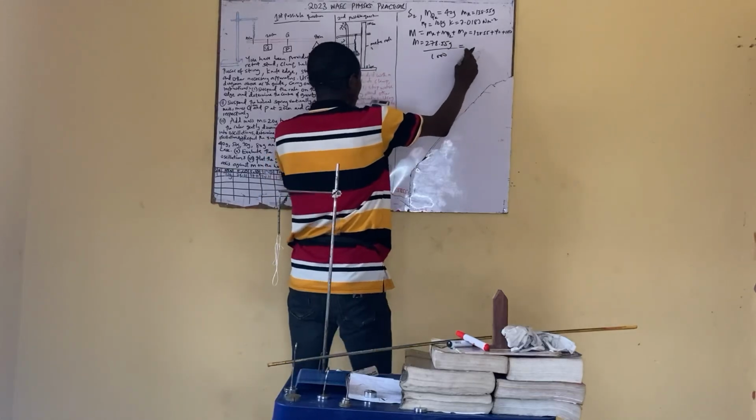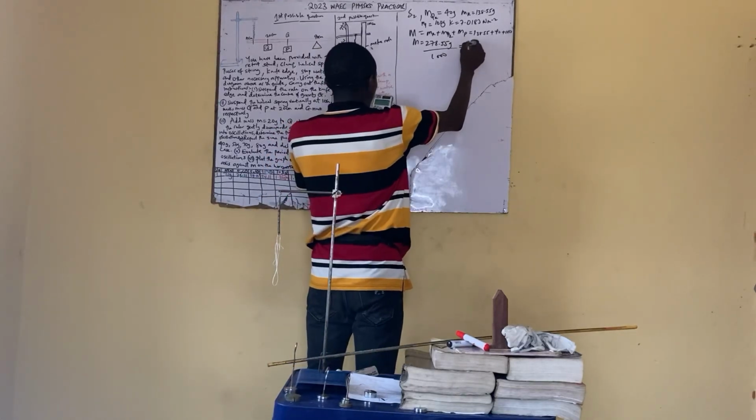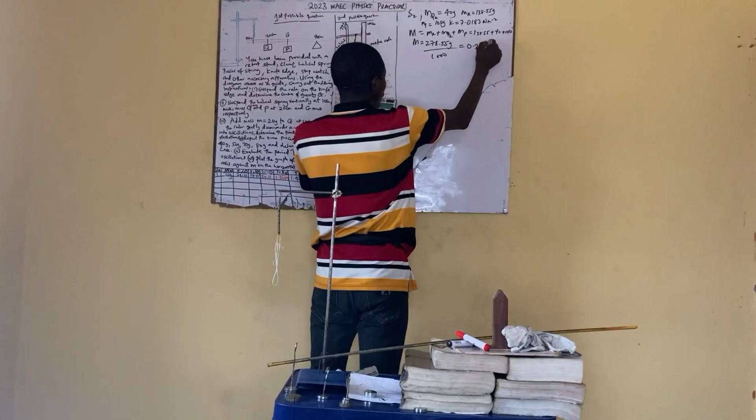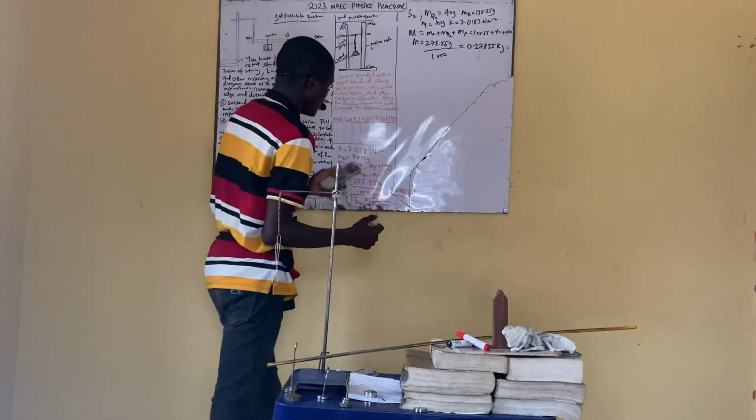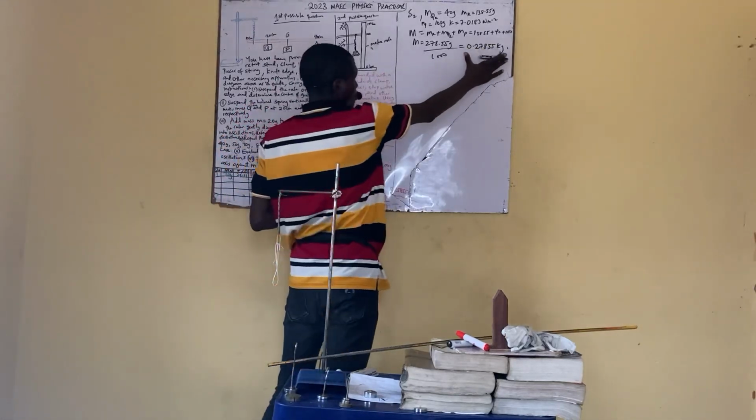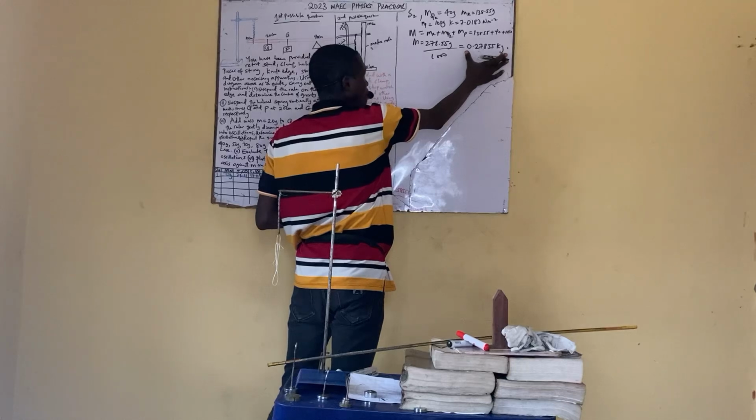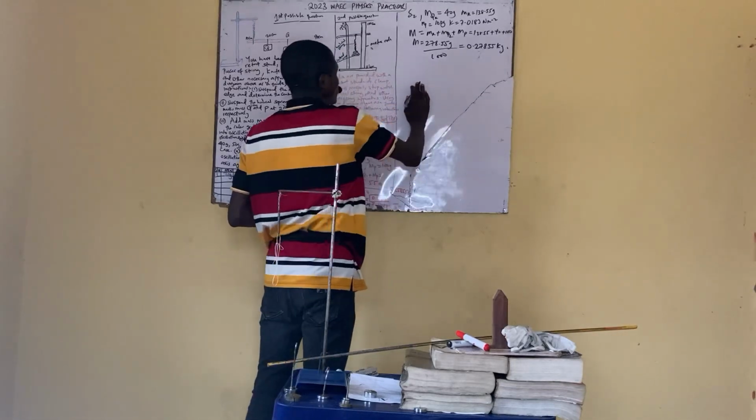Divided by 1000, take it to kilograms. It's going to be what? 0.27855 kilograms. Just write like that. You have to retain the value like that, no approximation. So that is in kilograms.